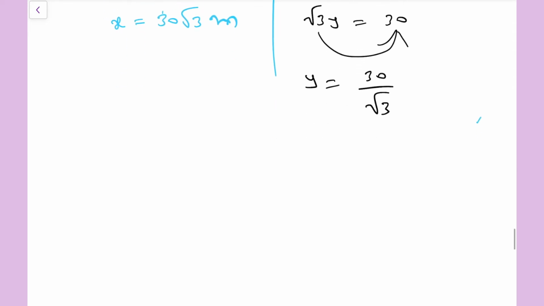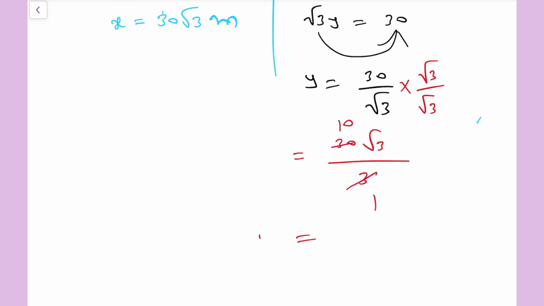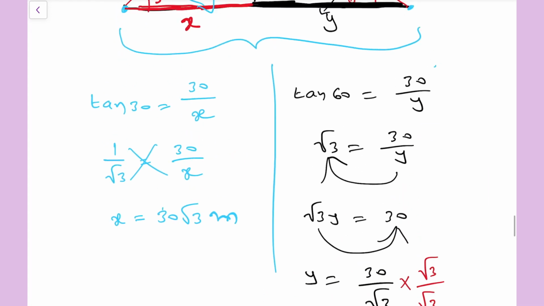Next, root 3 should not be there in the denominator, so that is the reason I am using the rationalizing factor, multiplying and dividing by root 3 by root 3. 30 into root 3, 30 root 3, divided by root 3 into root 3, 3. 3 ones are 3, 3 tens are 30. So y value is 10 root 3 meters.